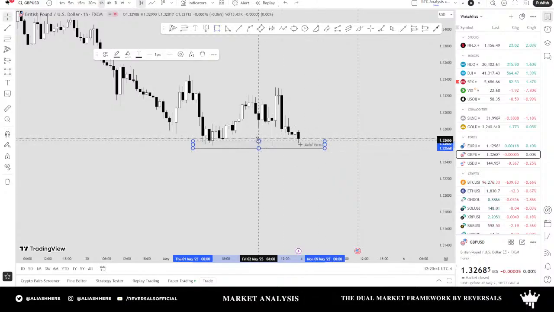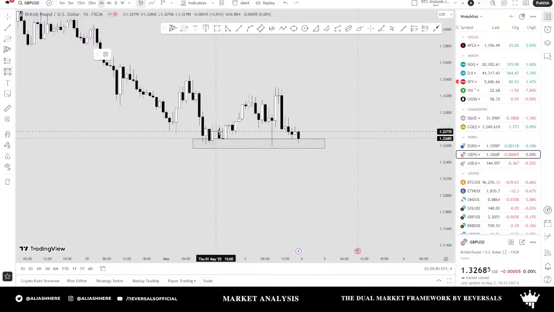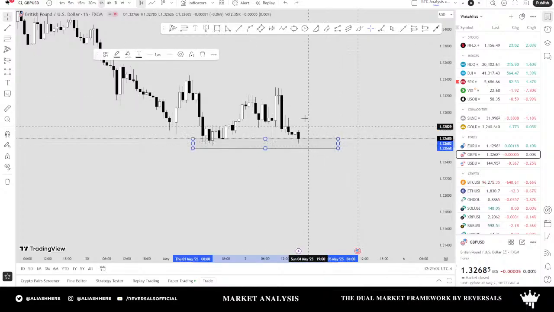Here we have an order block, and let's see how the market is affected. With each touch base, we are seeing the double demand volume burst. So it's getting stronger.